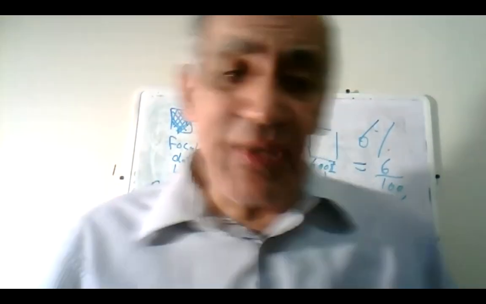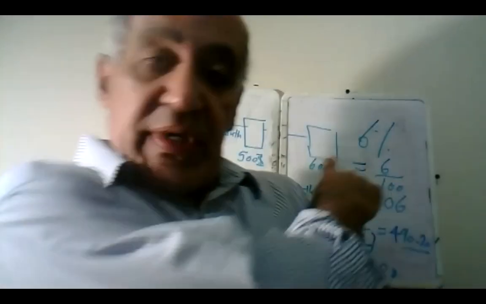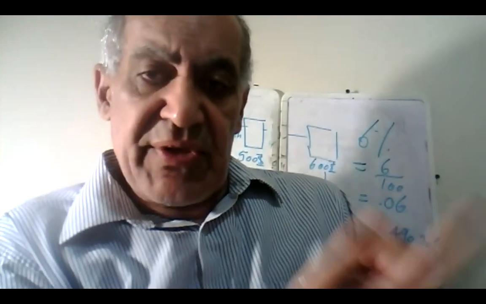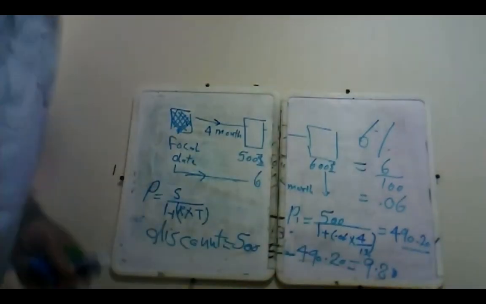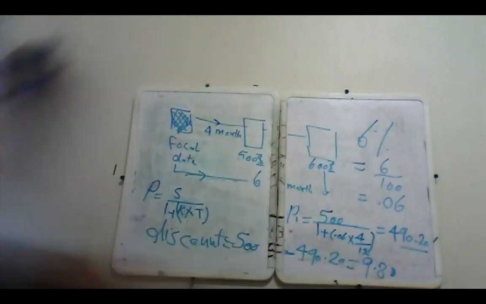The second amount is the same thing, the $600 here. We will do the same thing, but only the time will change. It's the same idea. What we did in the 500, we will do in the 600 exactly. Here we go.